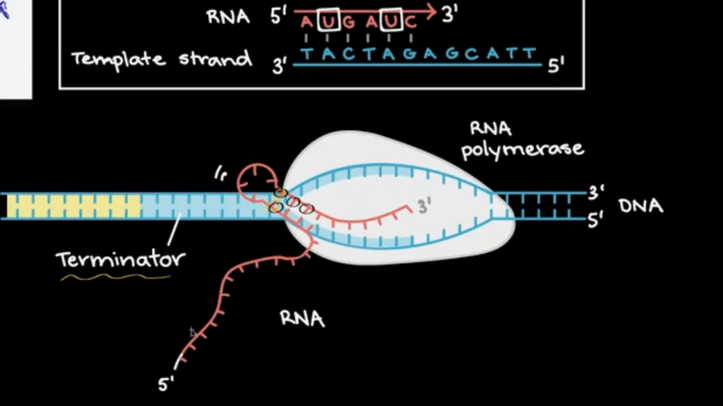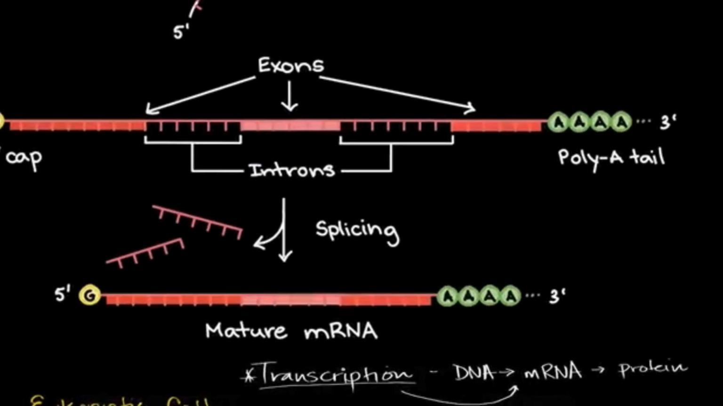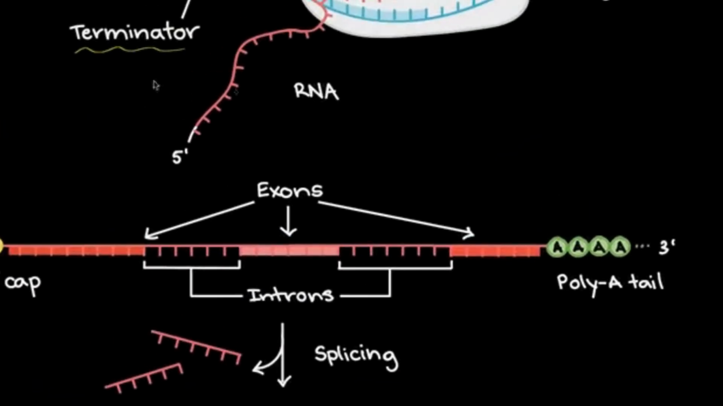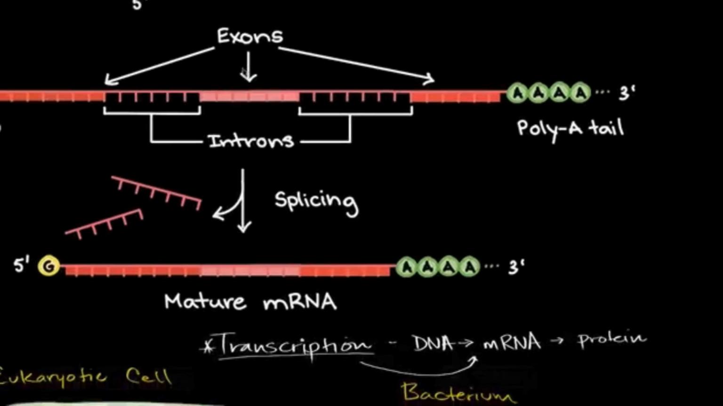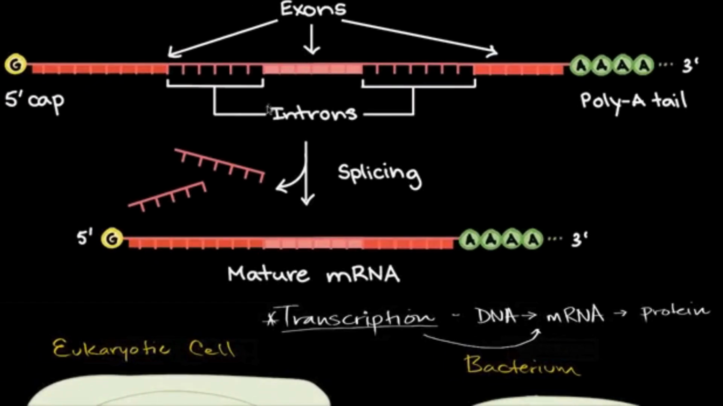Now, if we're talking about a prokaryote, we're done. We would have formed our messenger RNA, which then can go to a ribosome and be translated into a protein. But if we're talking about a eukaryote, well, then we have to do a little bit of processing. If this is a prokaryote right over here, this would be our mRNA. If this is a eukaryote, then this is our pre-mRNA, which now has to be processed. And you might say, well, how is that going to be processed? Well, there are a couple of things that are going to be done. Some things are going to be added at the beginning and the end of the mRNA.